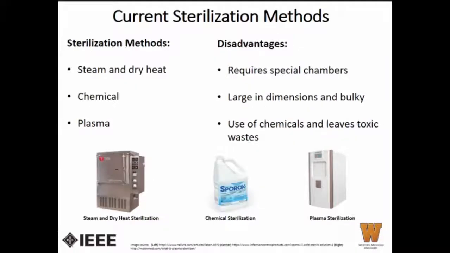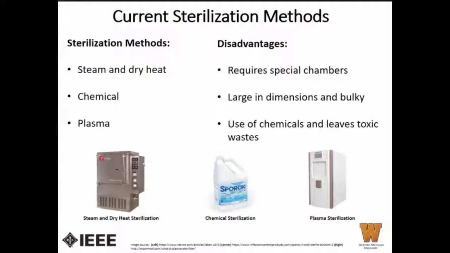So in order to sterilize surfaces and other different surfaces, including wounds, but these are not used for wounds, these are for instruments. Steam and dry heat, chemical, as well as plasma are the common sterilization methods. The disadvantages of steam and dry heat are that they require very large equipment and special chambers, so they are not portable and they are expensive.